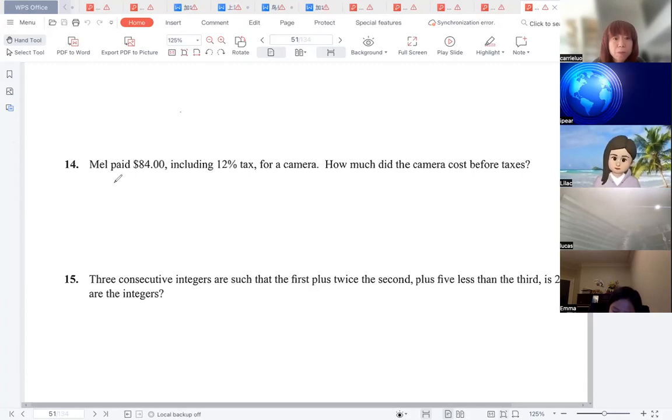Okay, so the first one: Mel paid $84, including 12% tax, for a camera. How much did the camera cost before tax? If the cost of the camera is X dollars, then X plus X times 12% is the tax, and that equals $84, correct? So X times (1 plus 12%) equals 84. So X equals 84 divided by 1.12.